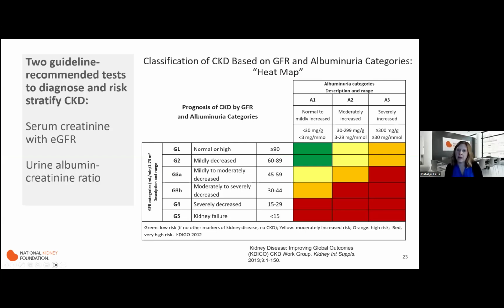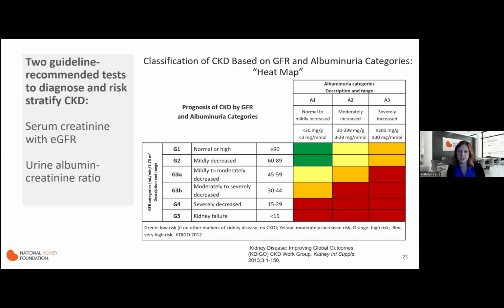So I spoke a little bit about the importance of screening in my earlier slides. Just to get a little bit more in the weeds around that, there are two tests that are required to identify kidney disease. One is the serum creatinine with eGFR, which is a blood test, and the second is the urine albumin to creatinine ratio, which is, as the name implies, a urine test. Many of you are likely familiar with eGFR, and chances are you have eGFR results for your patients in the medical record, especially if you've gotten a basic metabolic panel or a comprehensive metabolic panel in your patient in the last year or a couple of years.